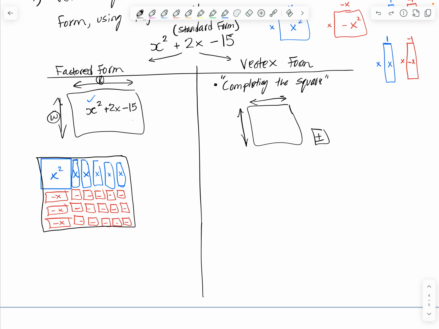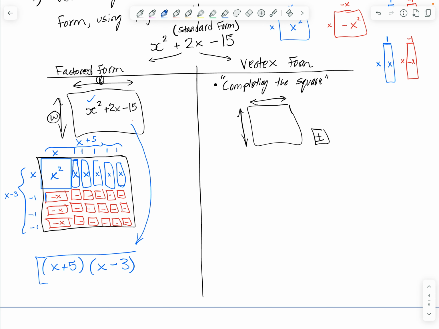Now I'm just measuring the dimensions. This is an x, right? Remember the x squared is an x by x. The width of an x rectangle is just 1. Remember, this right here is a negative 1, negative 1, negative 1. It's a negative 1 by x. So altogether, this side right here is x minus 3 because I have 3 negatives, and this side right here is x plus 1, 2, 3, 4, 5. So my final answer, this expression in factored form, would be x plus 5 and then x minus 3.